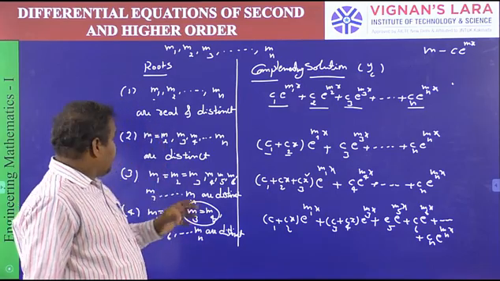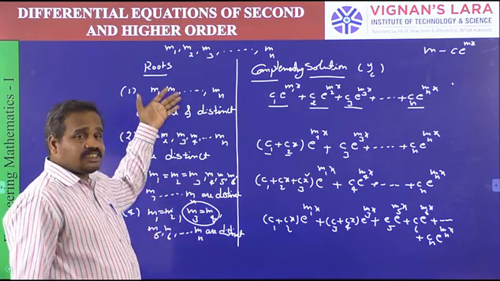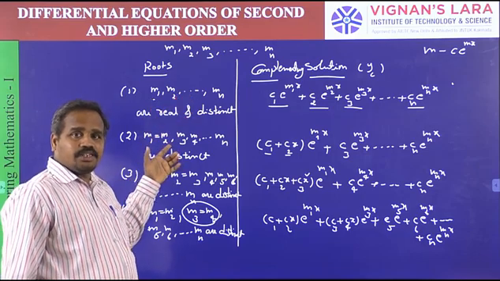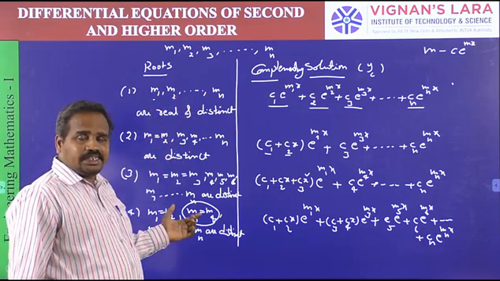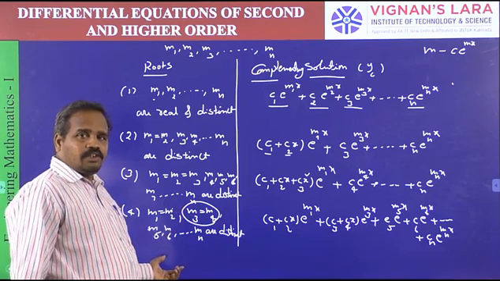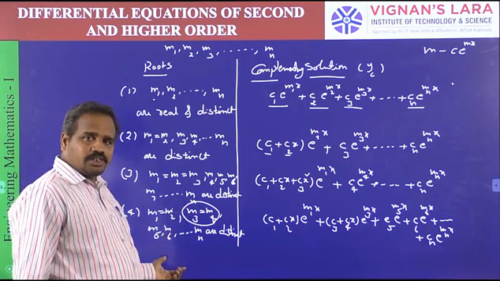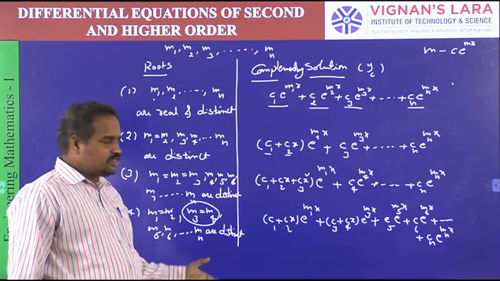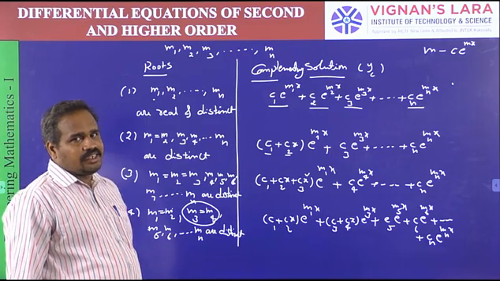Here I obtained four cases. In the first case, all roots are real and distinct. In the second case, two roots are equal, remaining distinct. In the third case, three roots are equal, remaining distinct. In the fourth case, one pair of roots is equal, another two roots are equal, remaining are distinct. So these cases I have written.